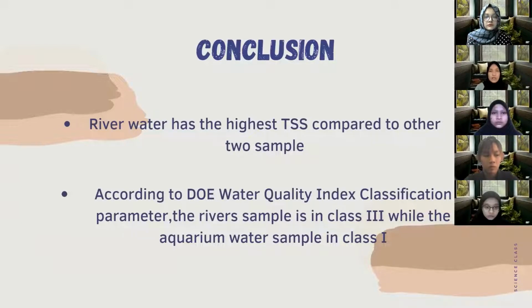Based on the DOE water quality classification, the river and aquarium water sample categories are in the polluted index range. On the other hand, according to the DOE water quality index classification parameter, the river sample is in class 3, while the aquarium water sample is in class 1. For class 3, the water is considered dirty and it is not safe for water supply, and for class 1, practically no treatment is necessary, and it supports very sensitive aquatic species.